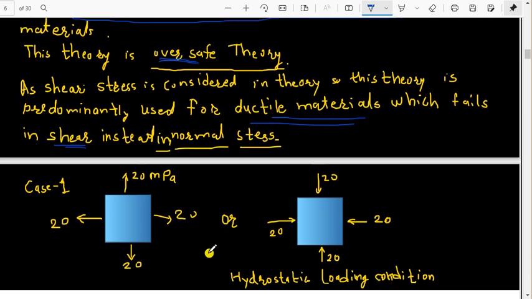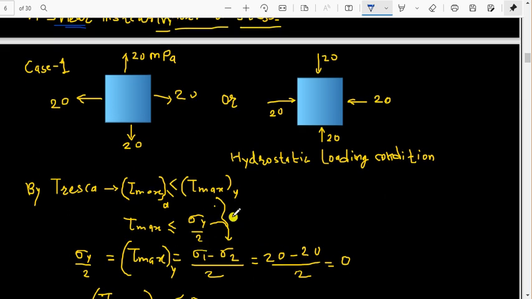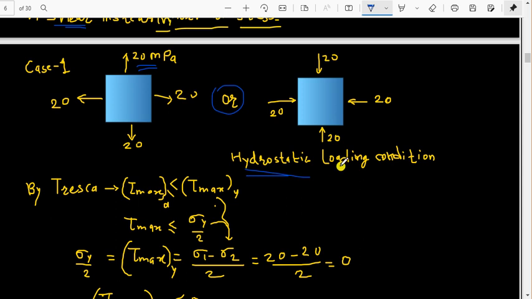So now we will discuss one example for this, which is the exceptional case. Let us consider these two conditions where the values of the normal stresses are equal. Both the normal stresses, let us say sigma 1 and sigma 2, are equal to 20 megapascal, either tensile or compressive in nature. If it is compressive in nature, it is called a hydrostatic loading condition, where in all directions there is equal stress or pressure on any smallest component of a material.